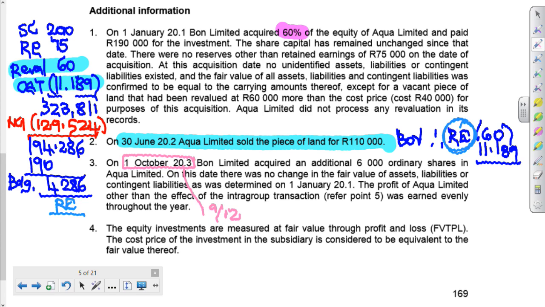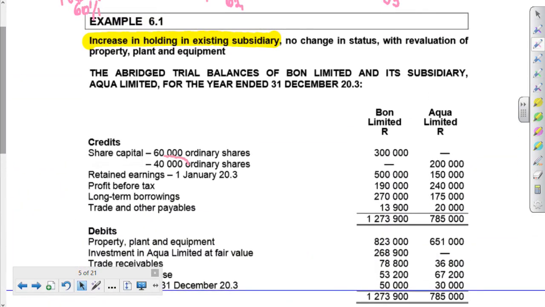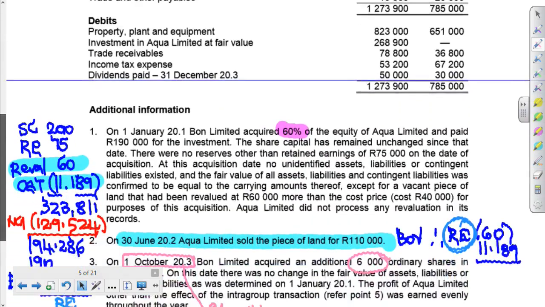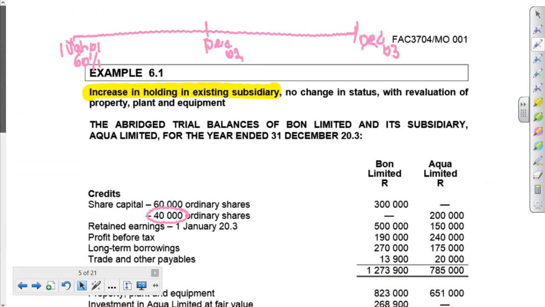So 9 months into the current year, we acquired an additional 6,000 shares. Let's see how much 6,000 shares is. They have 40. So 6 over 40 is what? Doesn't even sound like a round percentage. 15? Okay. So this is 15%. So we went from owning 60 to buying another 15 here, 1 October. Plus 15, so we now own 75. Okay.